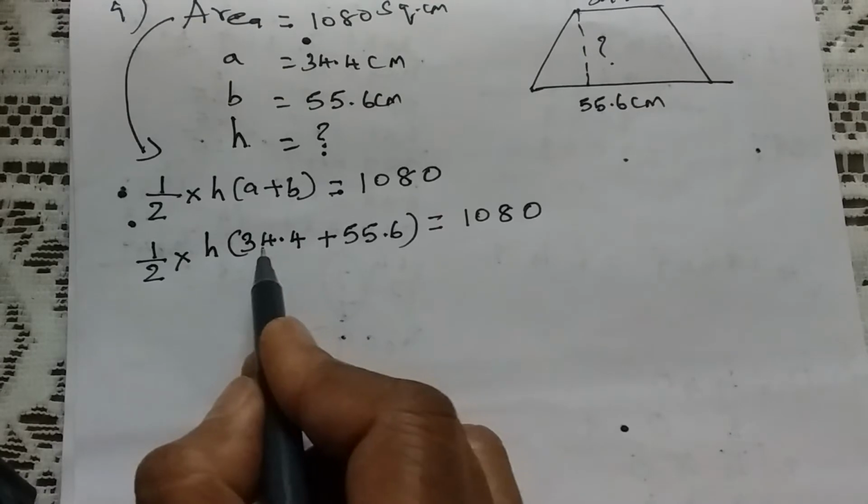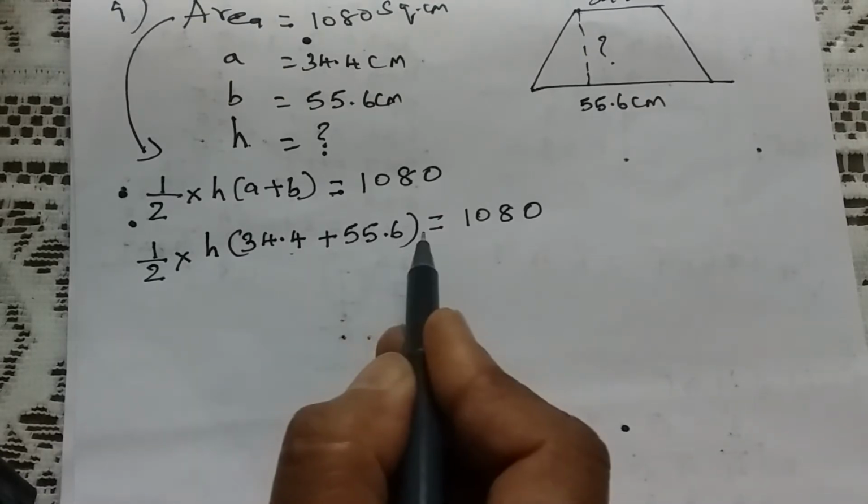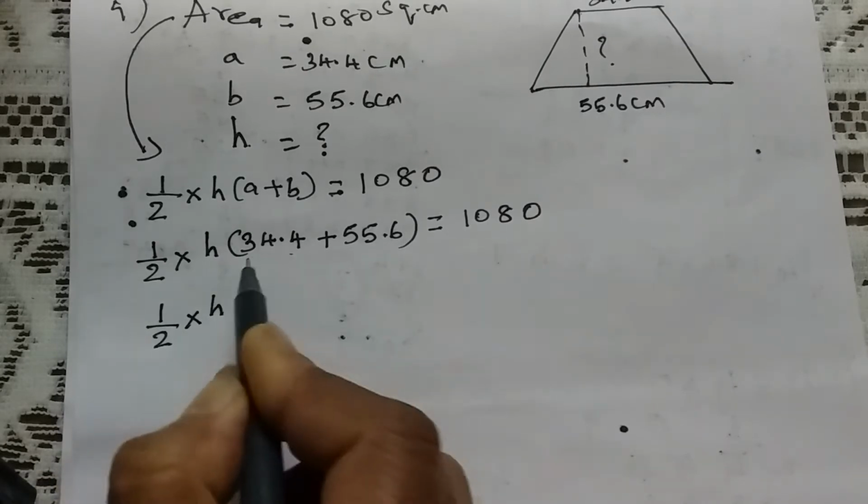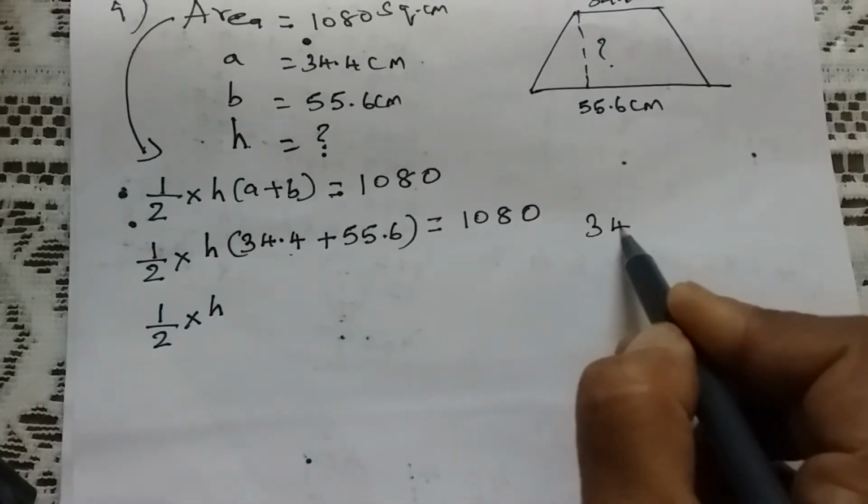Now look at the bracket. Inside the bracket, both are numbers, so we can add them. It is 1 by 2 into h into the sum. Be careful in adding the decimal numbers.